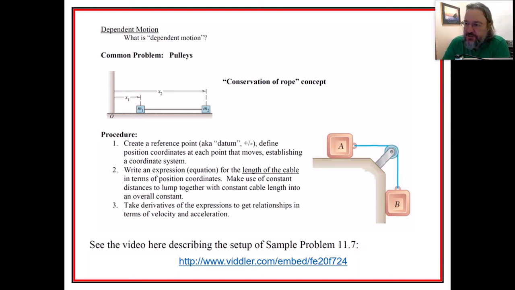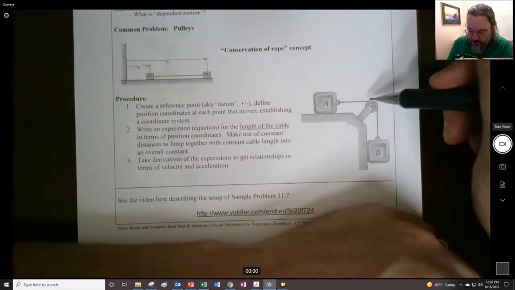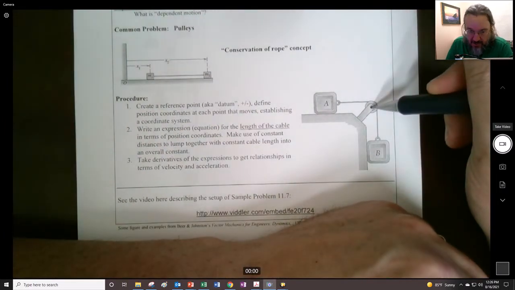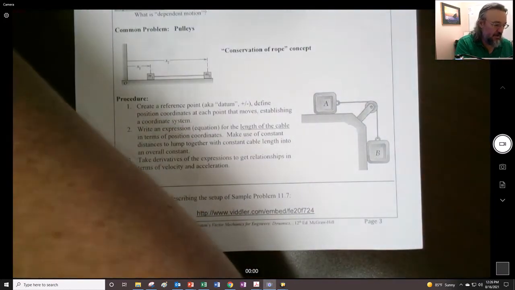The procedure to work through a pulley problem is to first create a datum, some reference for each of the parts. In this case right here, let me make sure I'm saying all the things that I want to include.